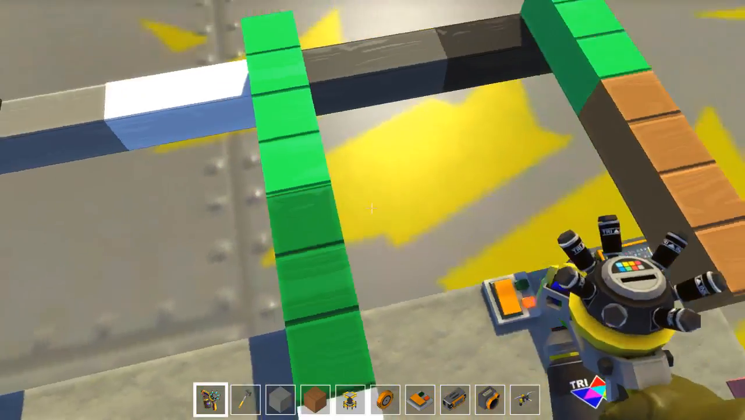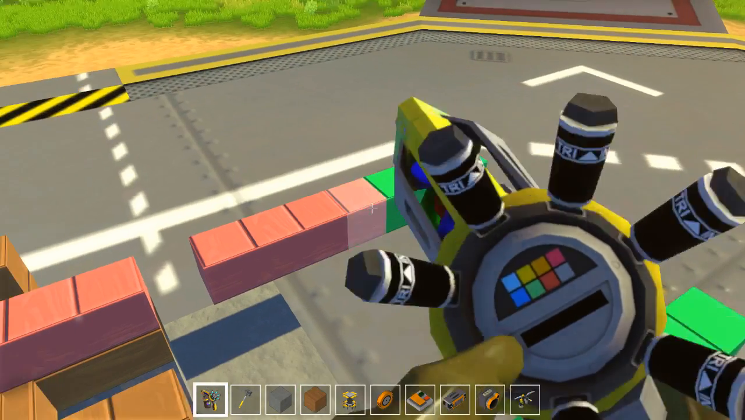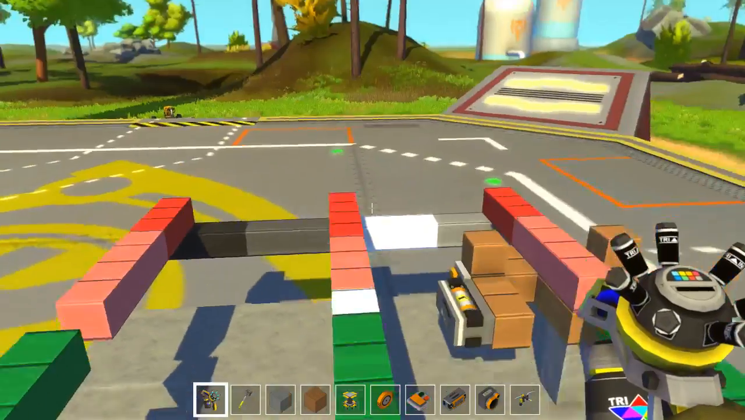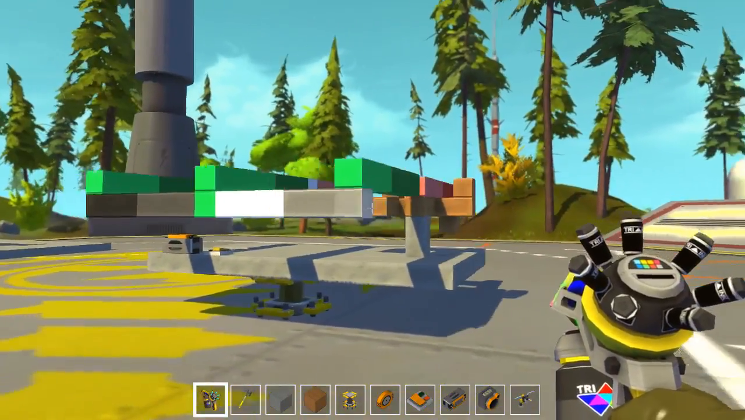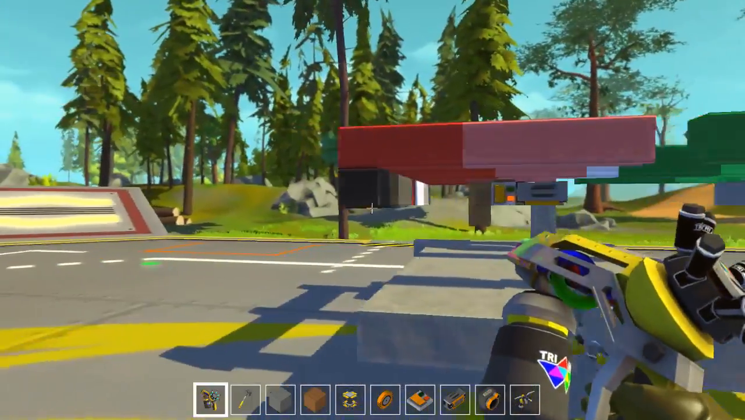2, 3. 3, and 4. 3, 4. So, does this look the same? 1, 2, 3, 1, 2, 3. Yep, 1, 2, 3, 1, 2, 3. Yep. And those are long. Alright.